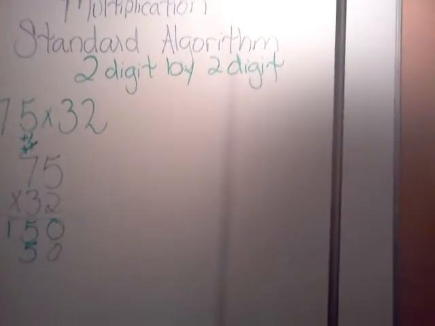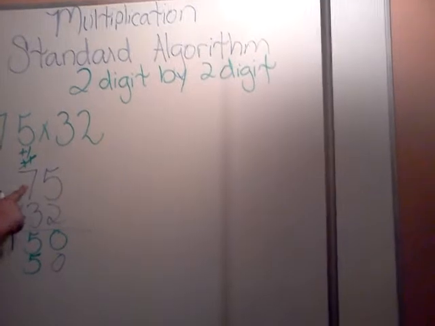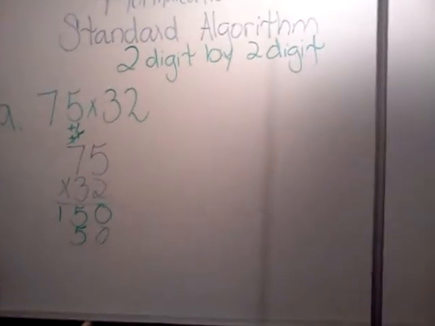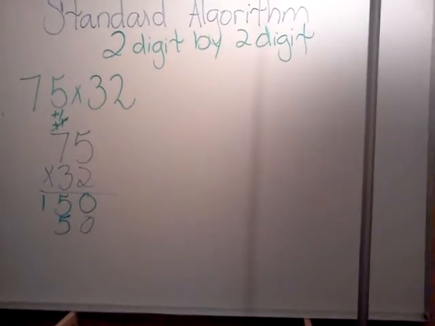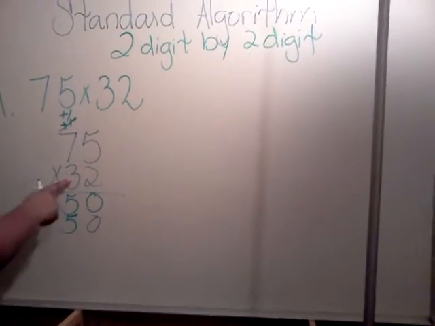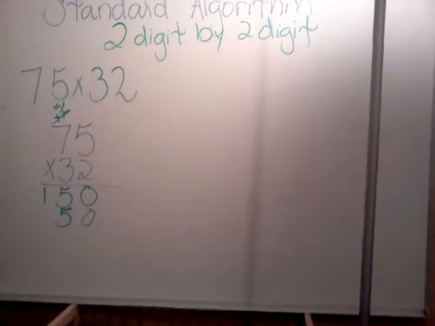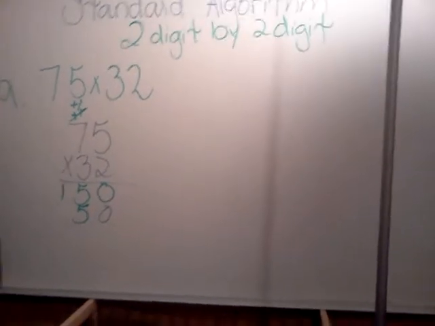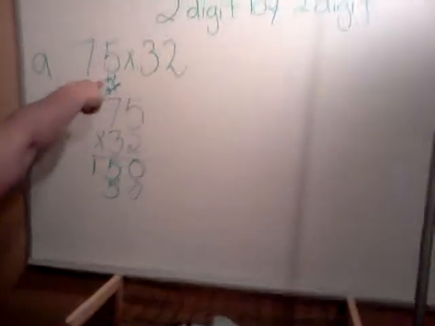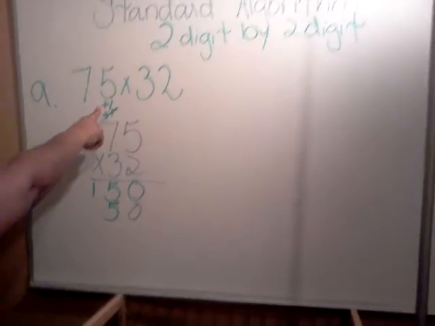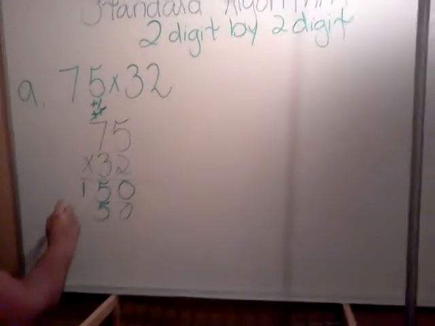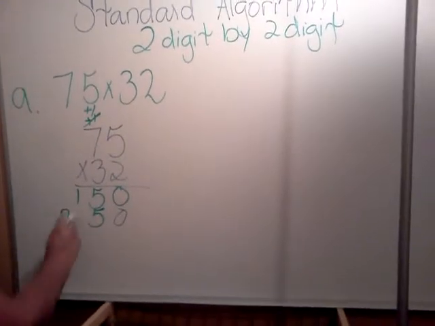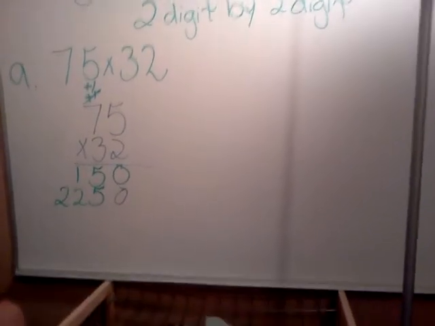Now we're going to multiply tens times tens. So what two numbers are we multiplying together now? 3 and 7. What's the product of 3 and 7? 21. Let's add that 1 that we regrouped. 21 plus 1 is 22. How do we write it? We're going to put the 2 in the thousands place, the other 2 in the hundreds place.